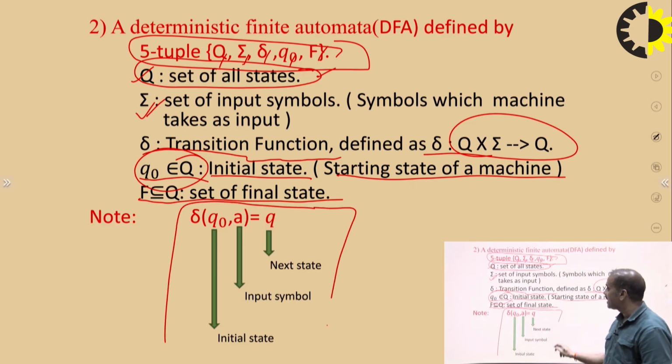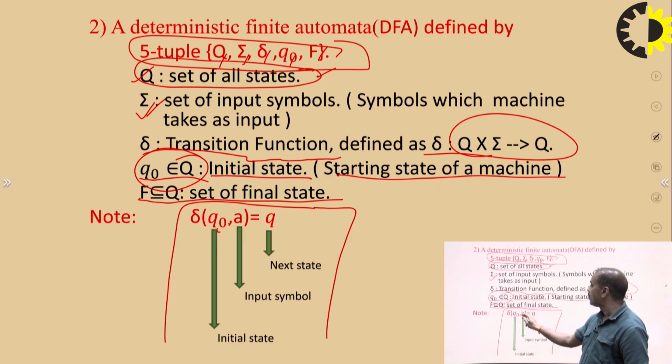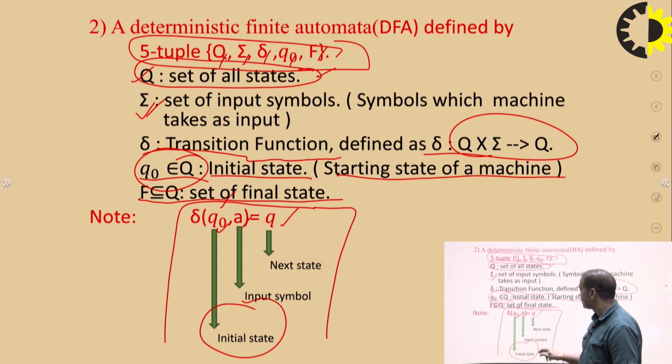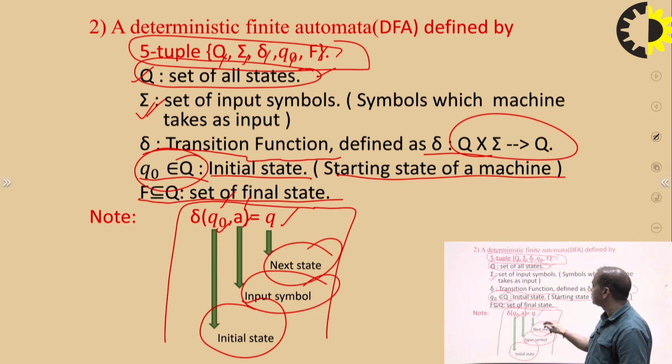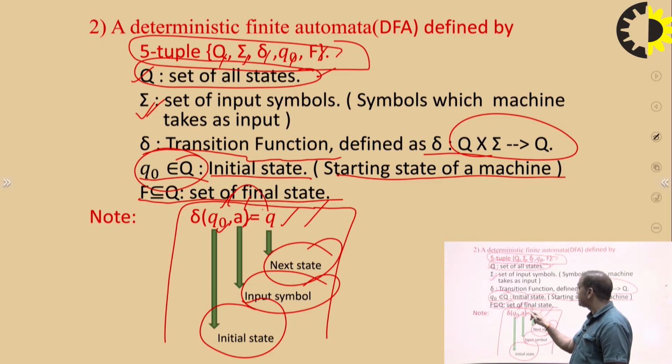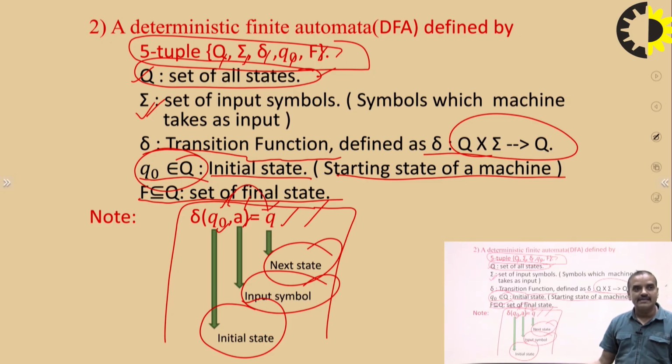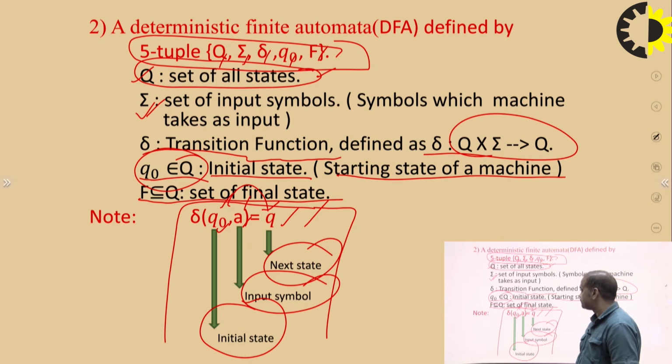It is written like this: delta of Q naught, input A, next state is small q. This is the initial state Q naught, this is the input symbol A, and this is the next state q. After taking the input A, we have to move on to the next state q. This is shown in the given transition function.